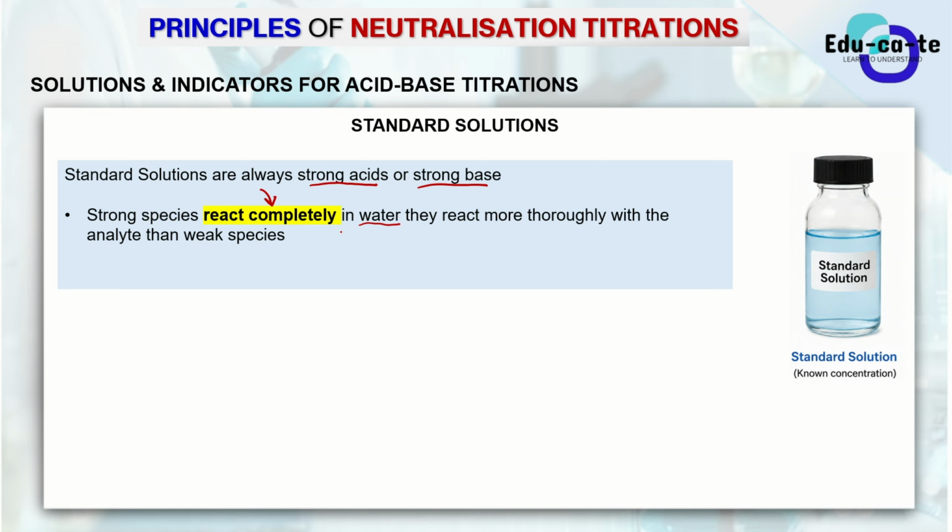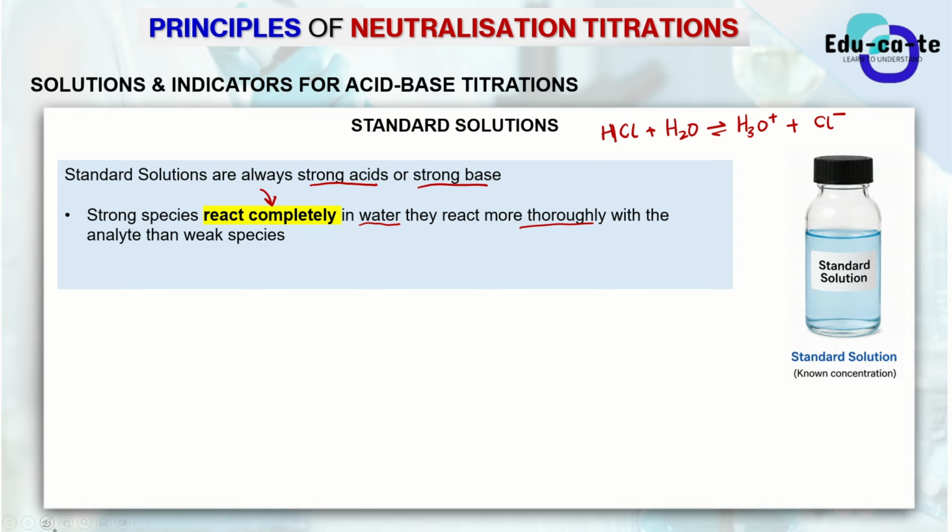And this makes them react more thoroughly with the analyte than the weak acids or weak bases. Because if you make your standard solution a weak acid, the weak acid will not be able to dissociate completely in water. So for example, hydrochloric acid is a strong acid, and the moment we dissolve it in water to make our standard solution, it forms hydronium ions, H3O+, because it donates the proton to the water, and it also forms Cl- ions.